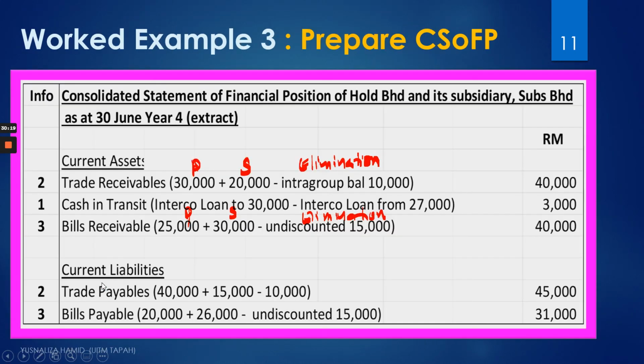For the current liability section, you have the trade payable, where you add holding and subsidiary, and minus the intercompany. This 10,000 is the intra-group trade payable. And you have 45,000, and 26,000 is the subsidiary's bills payable, and 20,000 is the bills payable of the parent. This is from information number 3. I have put some cross-reference there, and minus the undiscounted bills. I have calculated the undiscounted bill. Remember, the undiscounted bill is what you make adjustment for, so that gives you 31,000.